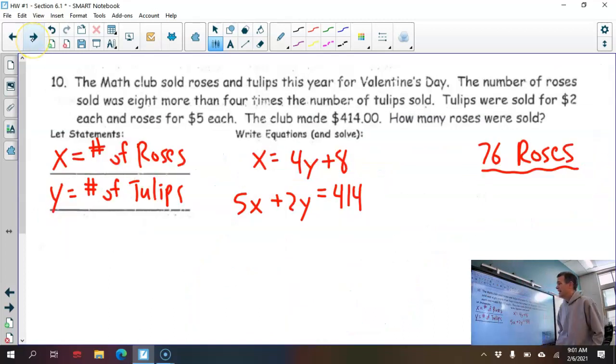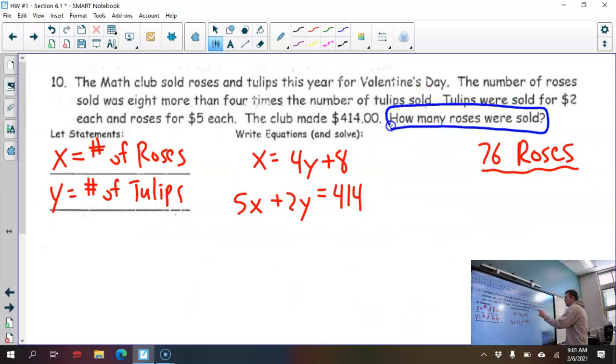All right, number 10. The question is, how many roses were sold? So certainly one of my variables is going to be the number of roses. Now, they did not ask for the number of tulips. So maybe that was a little confusing. That happens. But obviously, the other thing in here is the number of tulips being sold. So I had my other variable be y is the number of tulips.